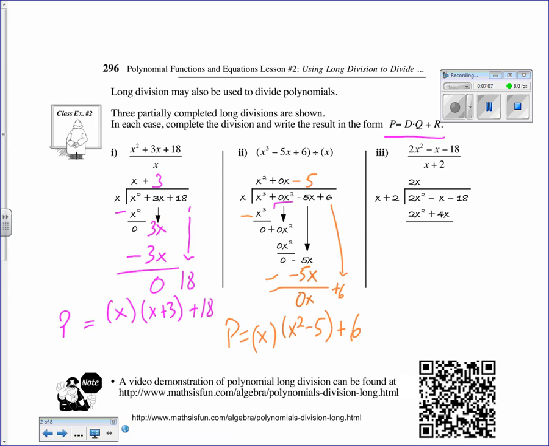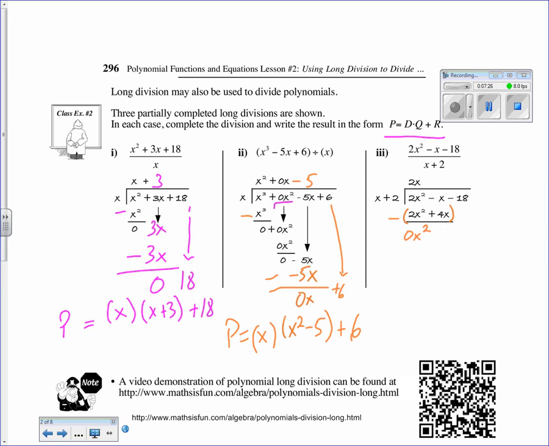Why was the 2x there first? The 2x was there first because 2x times x is 2x squared, 2x times 2 is 4x. And now I have to be careful with my work. I have to remember that it's subtraction. 2x squared minus 2x squared is 0x squared.